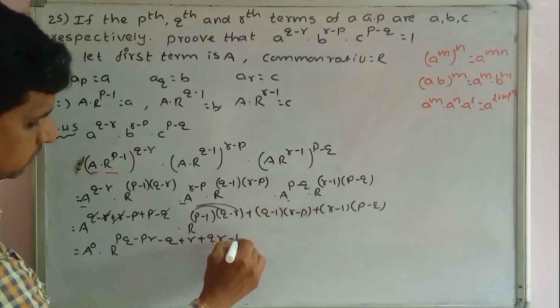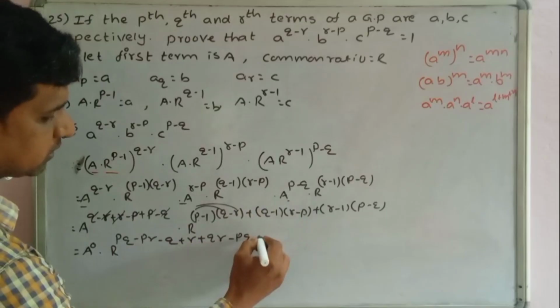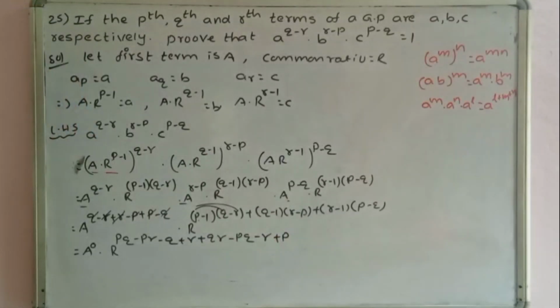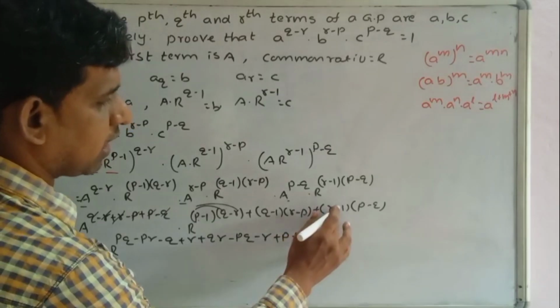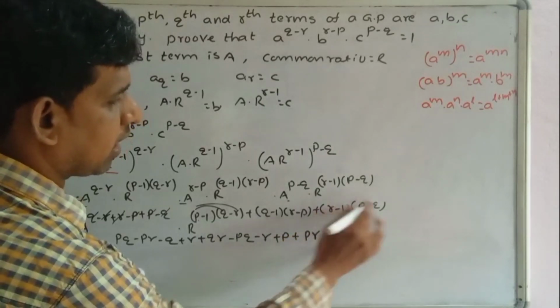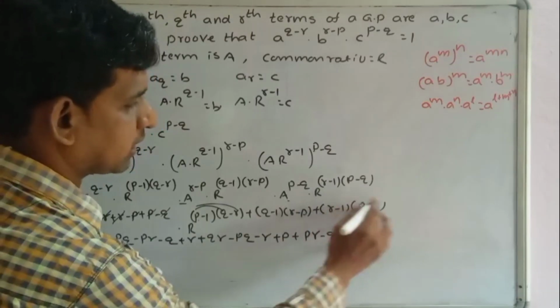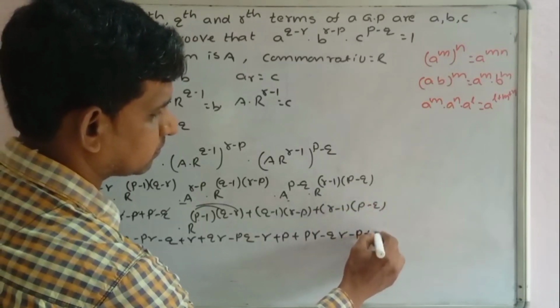Q times p, minus pq. Minus 1 times r, minus r. Minus 1 times minus p, plus p. Next, plus r times p, pr. R times q, minus qr. Minus 1 times p, minus p. Minus 1 times minus q, plus q.